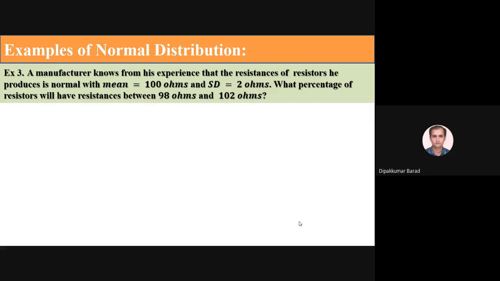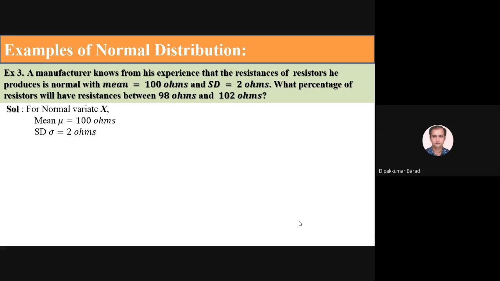So the resistance of the resistors he produces is normal with mean 100 ohms and standard deviation 2 ohms. So we have already been given mu and the standard deviation. For the normal variate x, mu is equal to 100 and the standard deviation is equal to 2. Now, what percentage of resistors will have resistance between 98 ohms and 102 ohms?